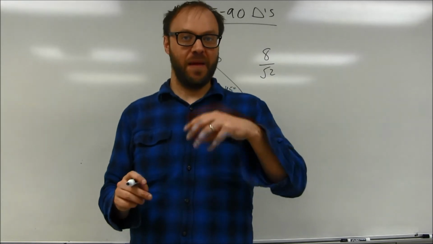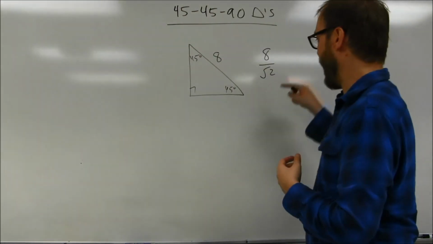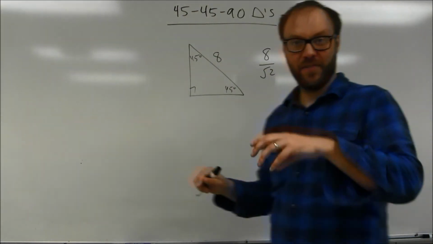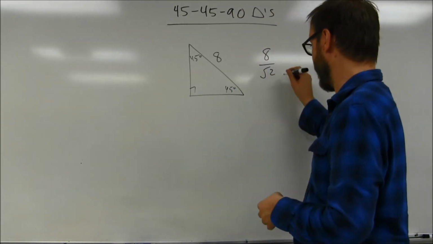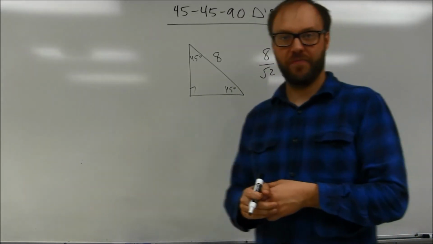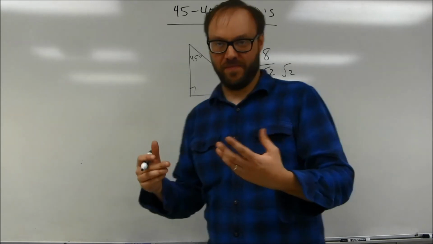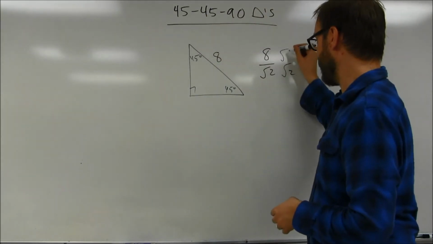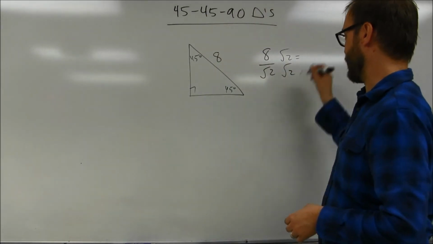It's just not the best way to leave the fraction. If you remember, our concept is that you can square the denominator to get rid of the square root, okay? When you square something, you multiply it by itself. It's a fraction, so if I multiply the bottom by the square root of 2, I've got to multiply the top by the square root of 2.